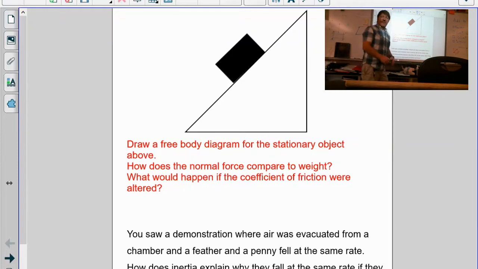All right, guys, these are going to be the inertia notes, and we're going to start off with a review. So we have this object that is resting on this inclined plane. It says draw a free body diagram that is going to show all the forces that are acting on it. The key thing here is that it is a stationary object, okay?